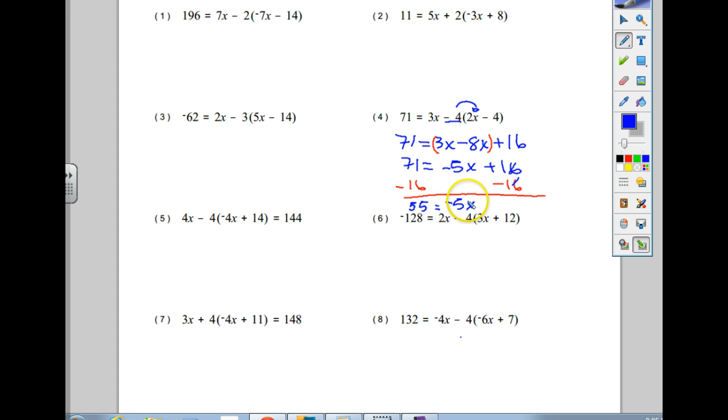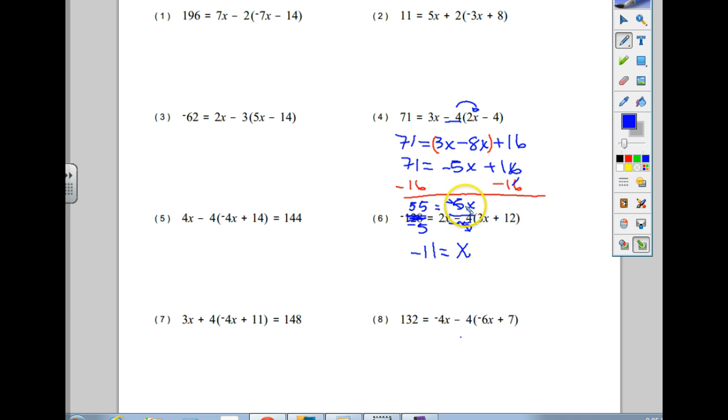And now please, a lot of you guys stop right there and you're like, oh, the answer is 11. Please make sure you do the last step. It's negative 5. We are dividing by negative 5 on both sides. So these cancel. 55 divided by negative 5 will be a negative 11.